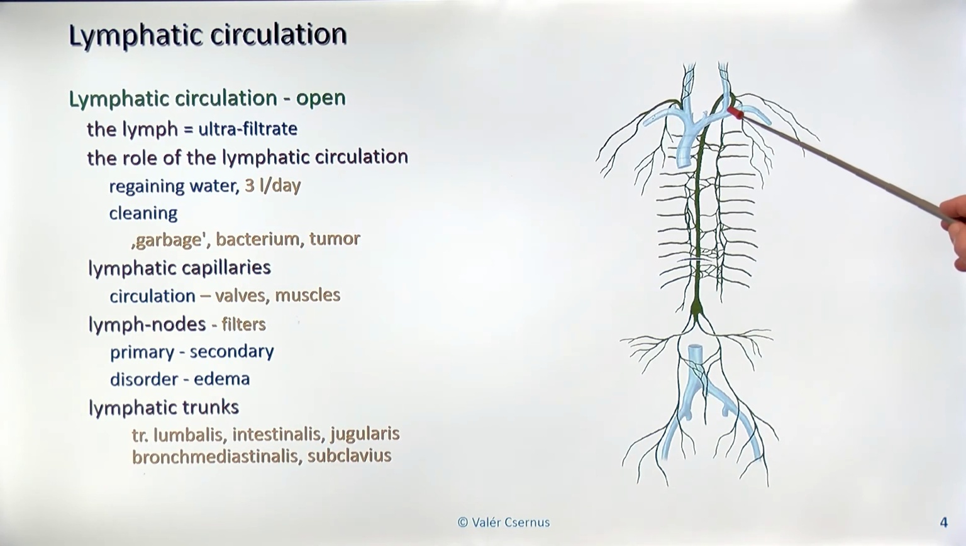Meanwhile, it gets 3 groups of lymphatic vessels: the bronchomediastinal trunk, which is from the chest, and the subclavian trunk for the upper limb, and the jugular trunk from the head and the neck.